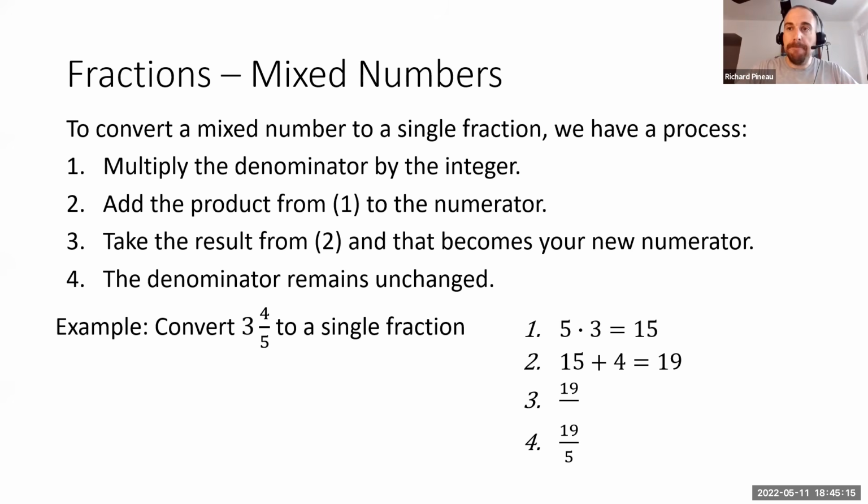We take the 15 and add that to the numerator. The numerator was 4, so 15 plus 4 is 19. That 19 becomes the numerator. Now, what's the denominator? The denominator remained as a 5, so it stays as a 5. It remains unchanged. So the moral of the story is 3 4/5 is equal to 19/5. This is how we convert mixed numbers to a single fraction.